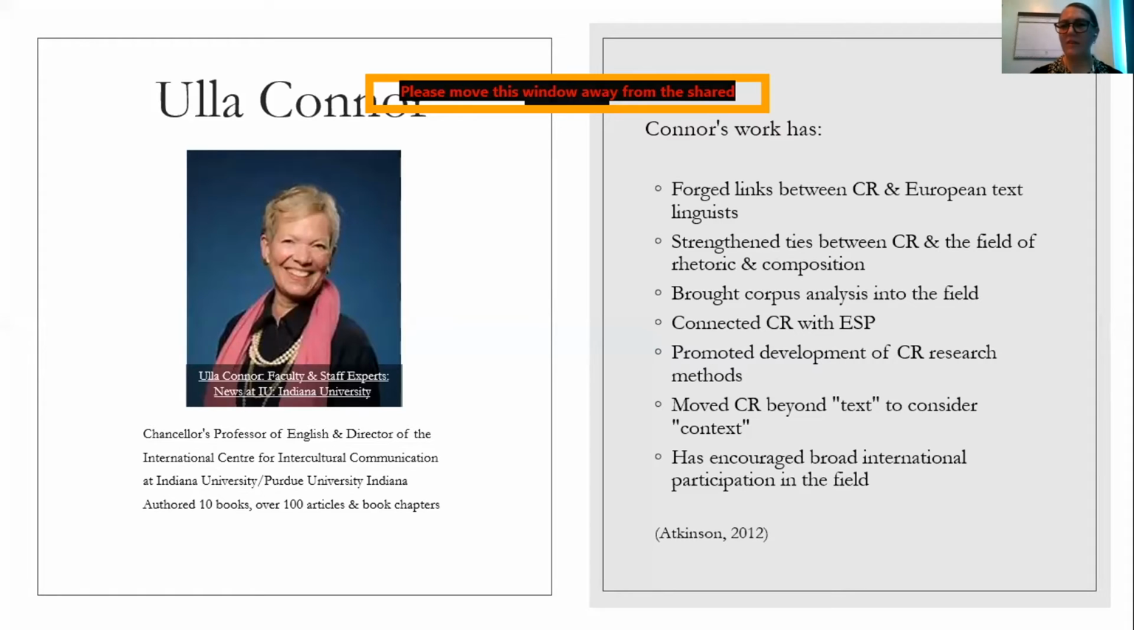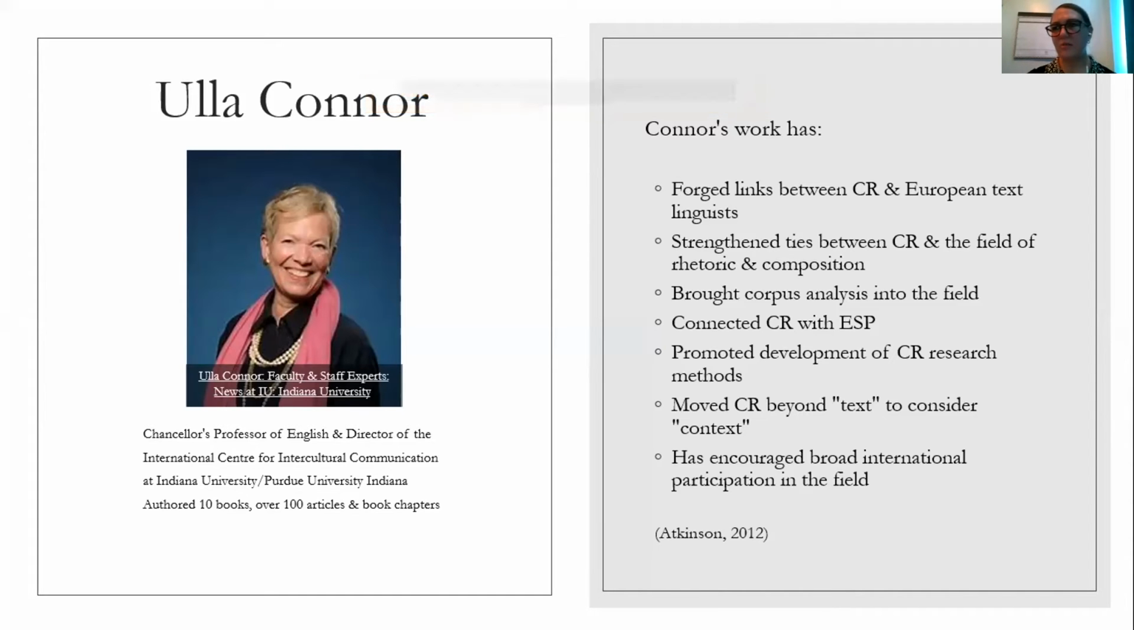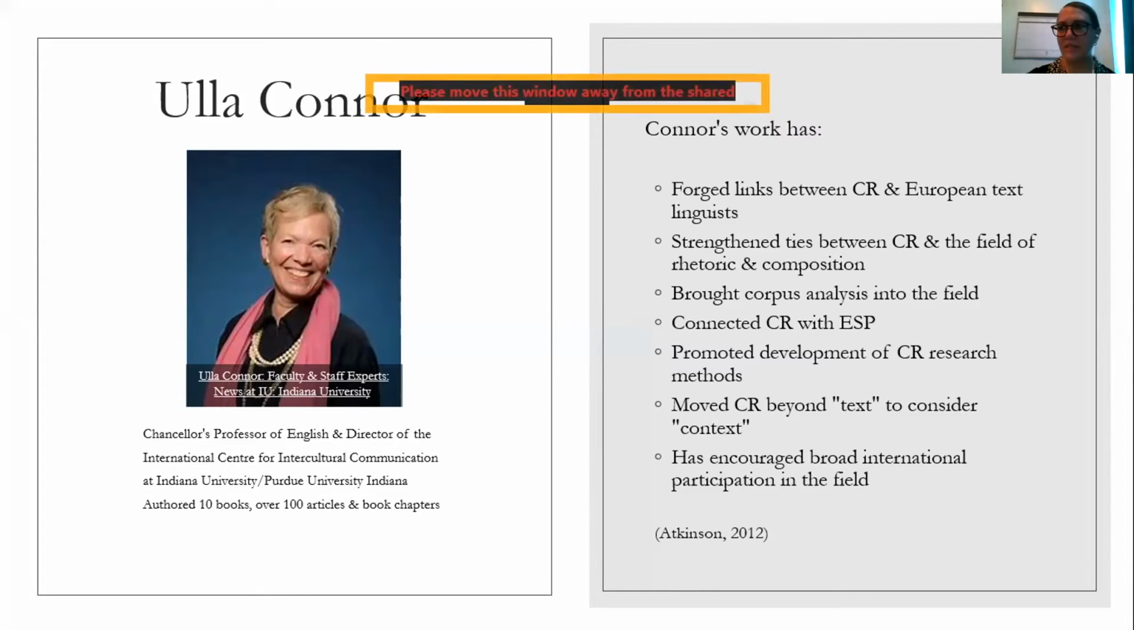Okay, so now let's take a look at Ulla Connor. She's one of the foremost proponents and researchers of intercultural rhetoric. She currently works at Indiana University as a Chancellor's Professor of English and is the Director of the International Center for Intercultural Communication at Indiana University Purdue University Indianapolis. Connor has authored and co-authored several books and more than 100 articles and book chapters. In her research, she combines theories and methods from both linguistics and rhetoric.